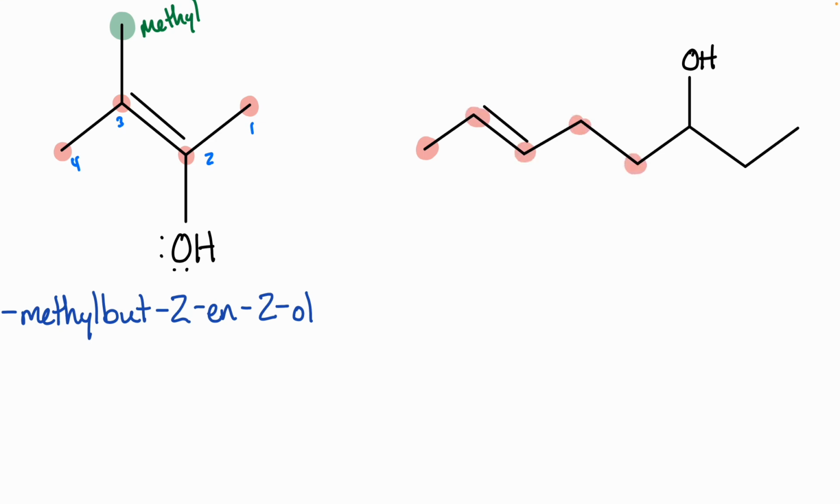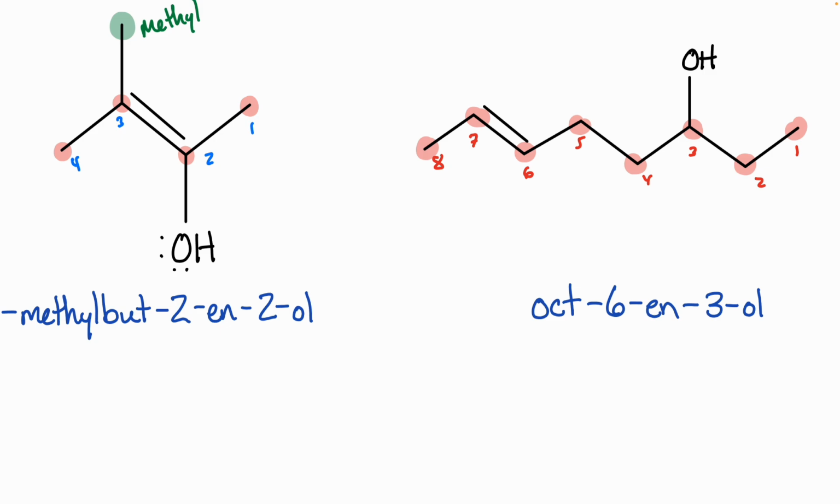All right, my parent chain, 1, 2, 3, 4, 5, 6, 7, 8 carbons. Which one of these numbering schemes do I want to pick, red or blue? Red, right? Again, I'm going to pay attention to only that highest priority functional group. So my 8 carbons, this would be an oct, and then there's that ene, that double bond between carbon 6 and 7. So oct 6-ene, 3-ol.